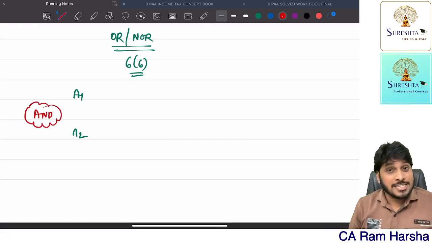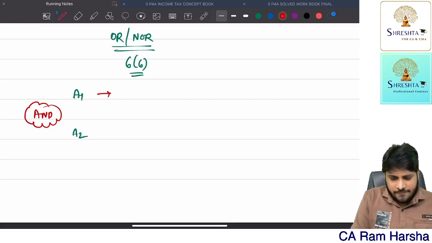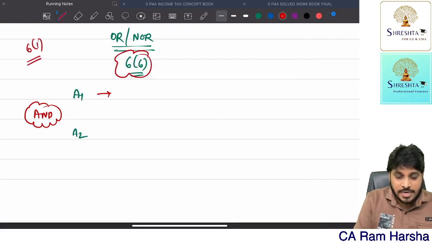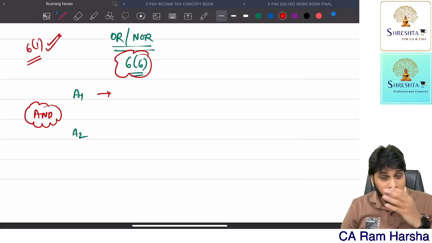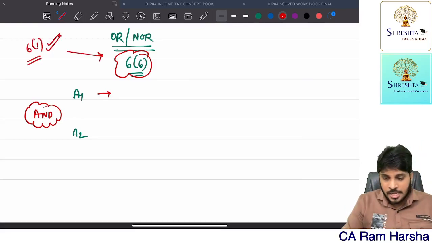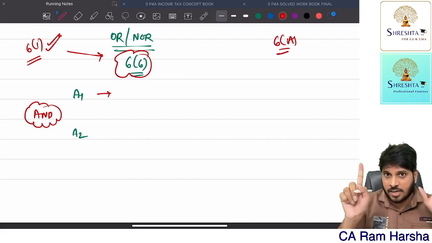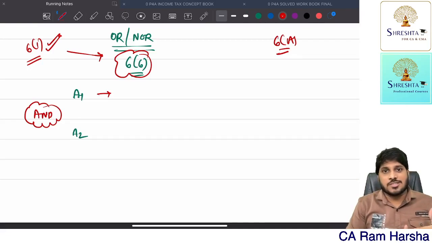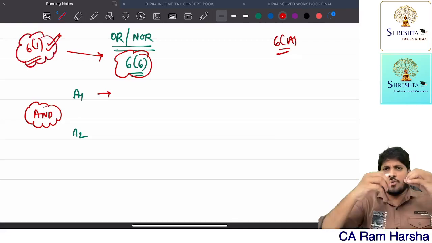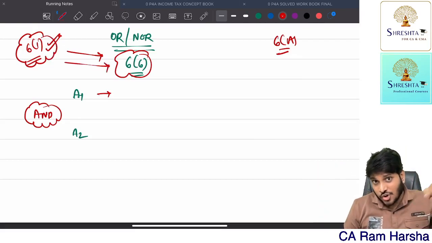So A1, what it says: first of all, when do we come to section 6 clause 6? Only if section 6 clause 1 is satisfied. Only if section 6 clause 1 is applicable do we come to section 6 clause 6. If section 6 clause 1A is satisfied, it is covered and there's no need to come to section 6 clause 6. Only an individual who satisfied section 6 clause 1 and somehow became a resident, then come back and check section 6 clause 6.